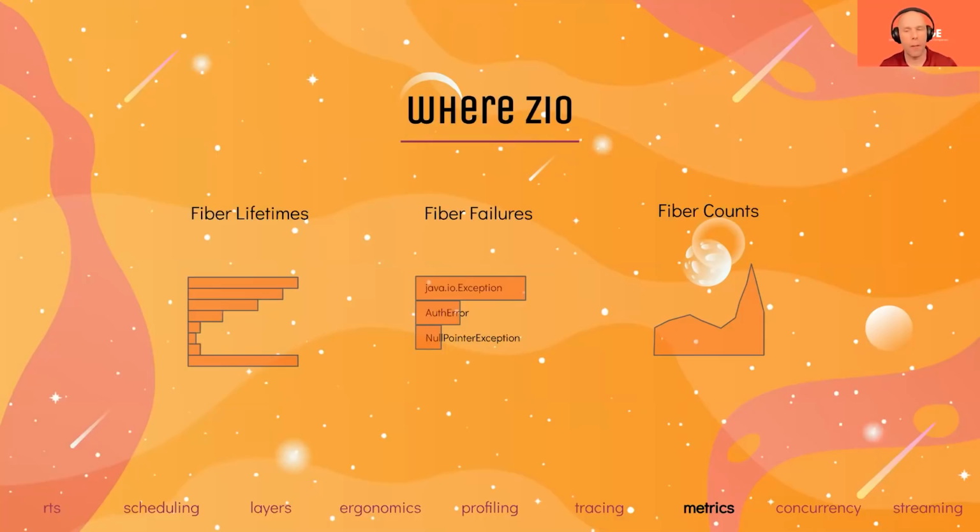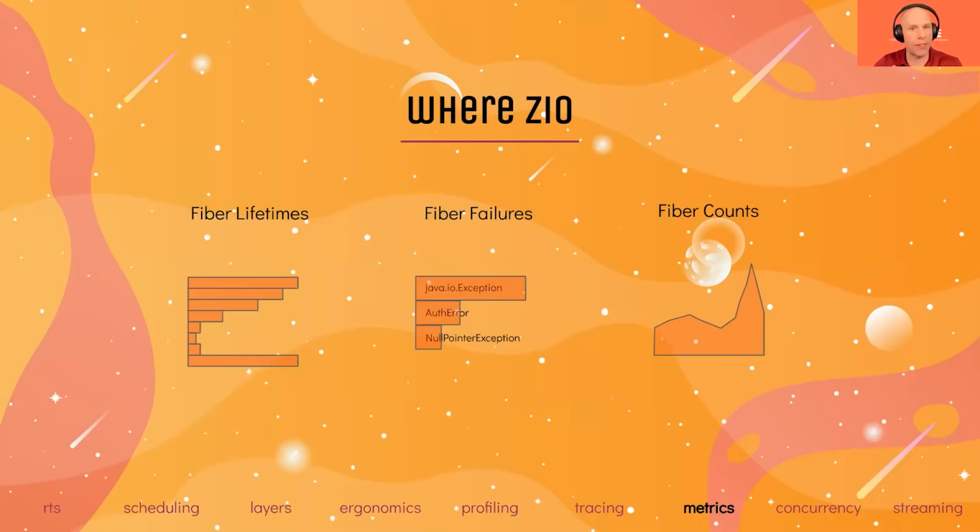So that means that when you plug in another library called ZMX into ZIO 2.0, you will automatically get the following types of information without having to do anything. You won't have to write a single line of code. You will get information on fiber lifetime. So how long are your fibers living? Also fiber failures. So when fibers die, how do they die? And you can see all of this information in real time as it's changing.